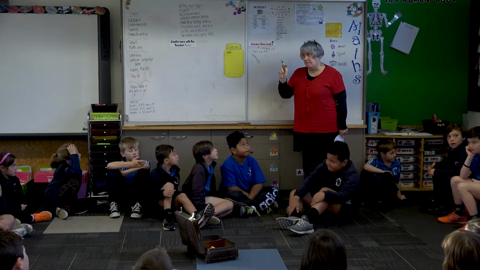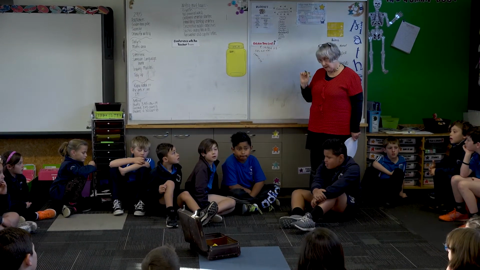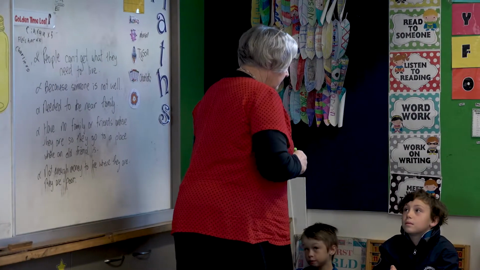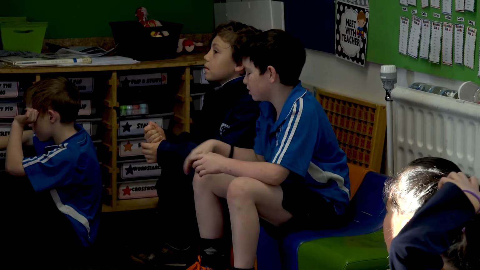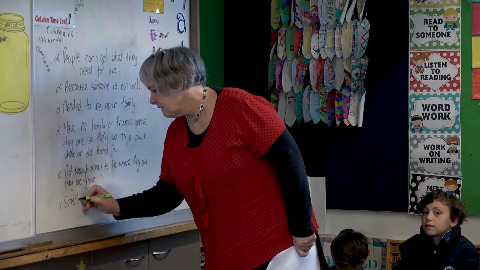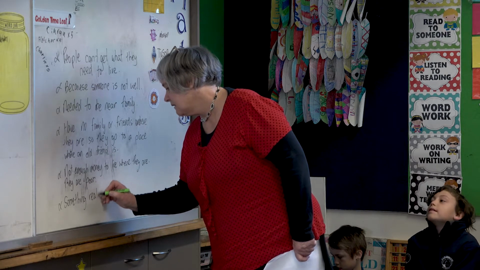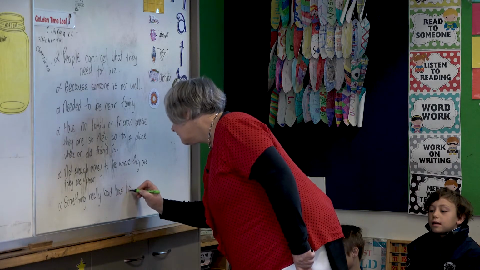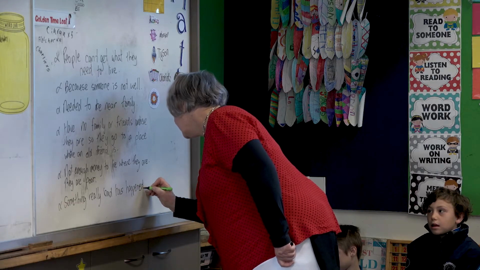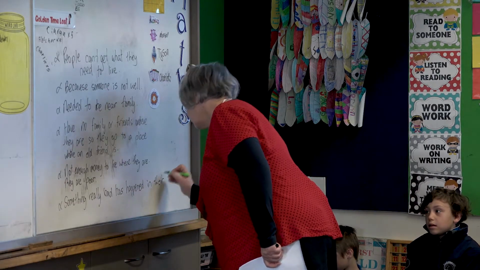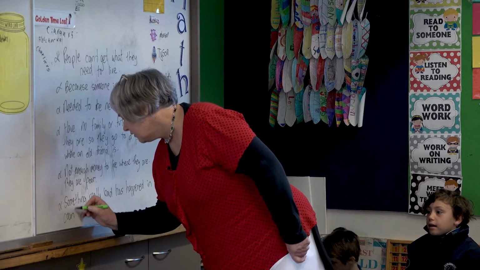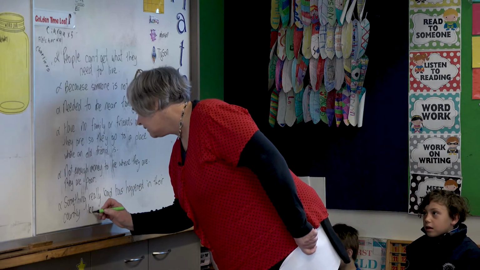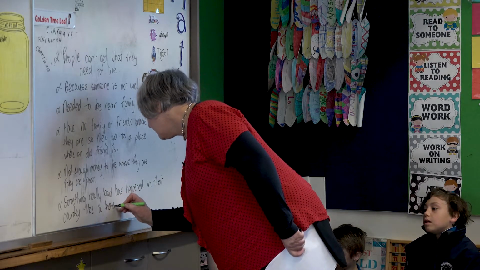So you're telling me people might move because they can't get the right things to live. Okay. Where else? Something really bad has happened in their country, like a bomb's gone off. There's some very good thinking going on in this room. Something really bad has happened in their country, like a bomb going off.